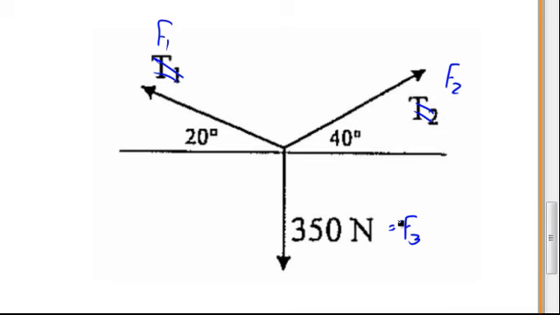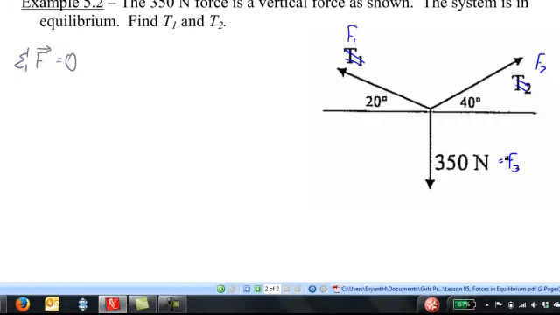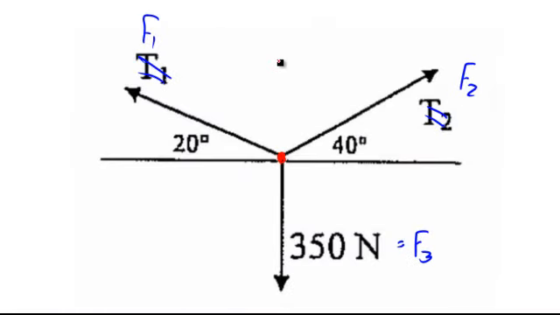Since the system is in equilibrium, the vector sum of all the forces must be equal to zero, which means that F1 plus F2 plus F3 are equal to zero. Now I want to go to this point where all three forces act simultaneously and sketch myself an XY coordinate system with that point at the origin. And when I do that, what I see is that F3 is a completely vertical force, but F1 has both horizontal and vertical components, as does F2.